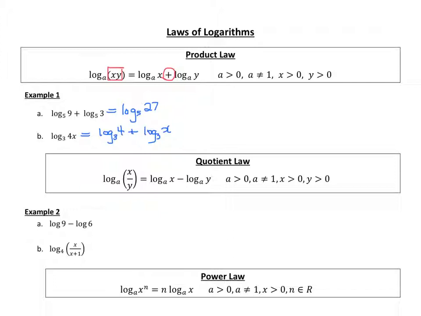The quotient law tells us that when we are dealing with a quotient in a logarithmic expression, we can split that apart and write that as log x base a minus log y base a. So for example, if I have log 9 minus log 6, that is equivalent to log 9 over 6. The base for this one, of course, is 10 since it's not written.